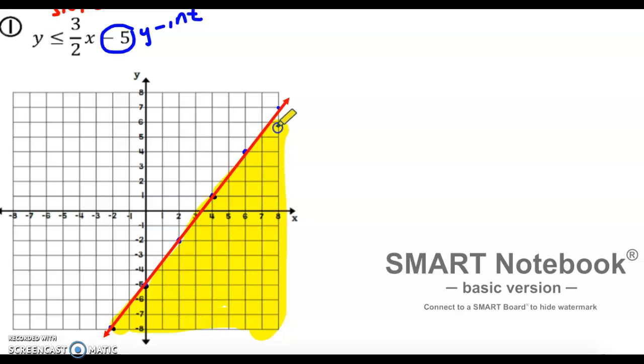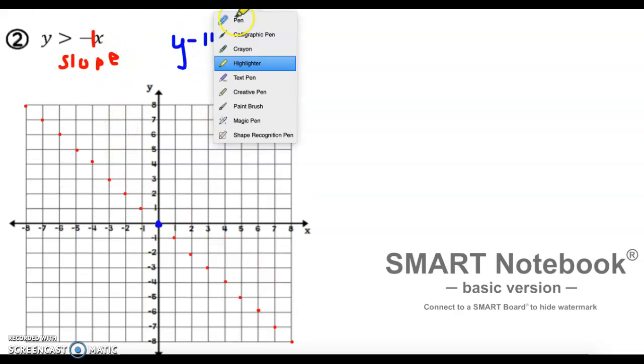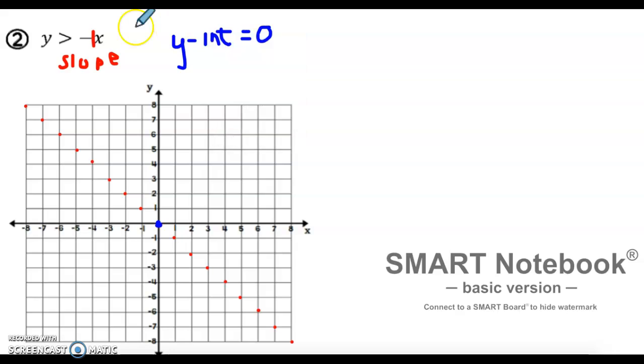So you graph the line just like normal, but then you look at the inequality symbol to determine is the line solid or dashed and where are you going to put your shading. Here, number 2, the same thing. y is greater than -x. And if you see, I kind of put the coefficient of 1 in there, -1, that's the slope. And in this case, our y-intercept is 0. So there's nothing written here, but we could easily put a +0, and it does not change the problem.